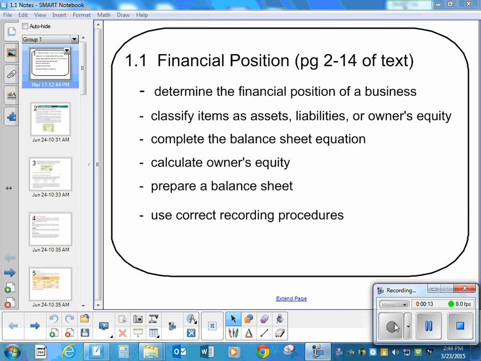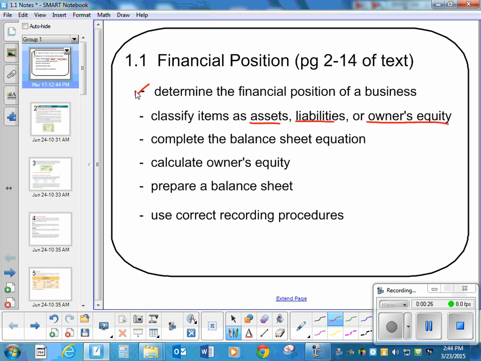So today's lesson is going to be just to inform you of some basics that has to do with accounting. And we're going to talk about what financial position means. We're going to talk about assets, liabilities, and owner's equity. Those are the three main important things that we are going to build upon for this whole entire course.